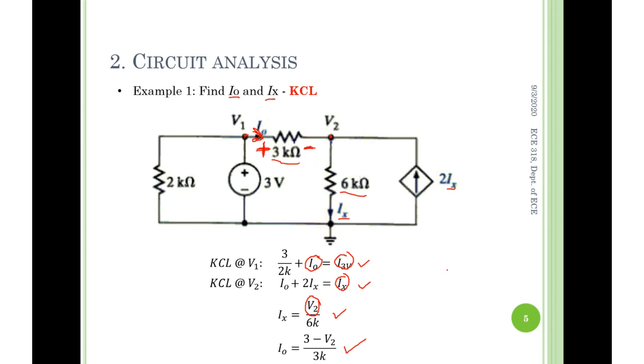If this is fine, then let's see the result. Actually, 4 equations, 4 unknowns. You're able to find any one of them. And what we care about is just I naught and Ix, and they turn out to be positive and negative 1 milliampere. Okay, that's the algebra part.